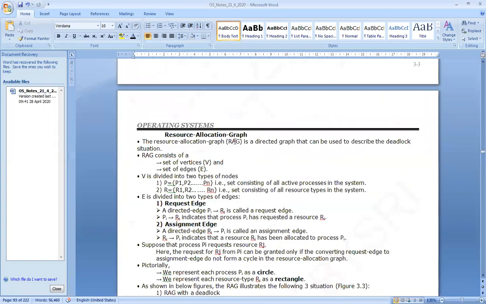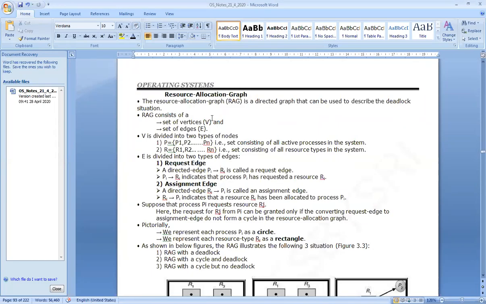Next we go to the resource allocation graph. What is this resource allocation graph? There are n number of resources and more than n number of processes. As an operating system, we need to allocate all the resources properly to the processes, and that can be represented using a resource allocation graph. To allocate the available resources to the processes, we use this resource allocation graph.